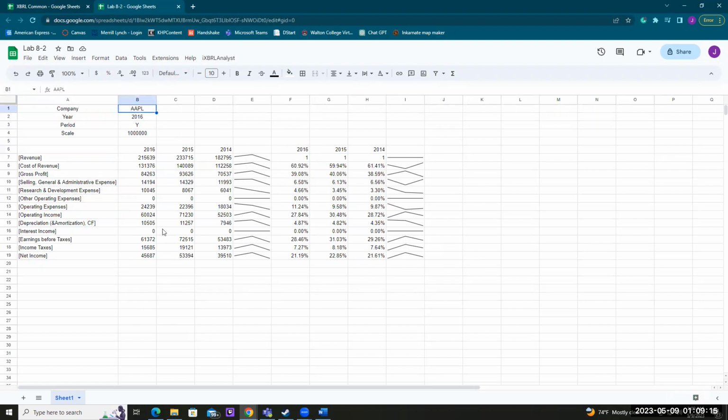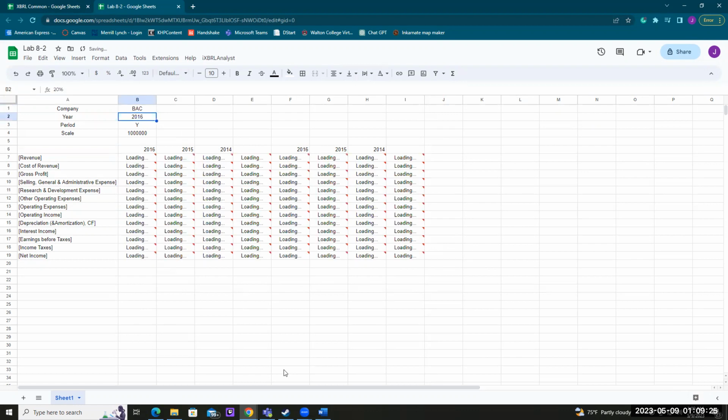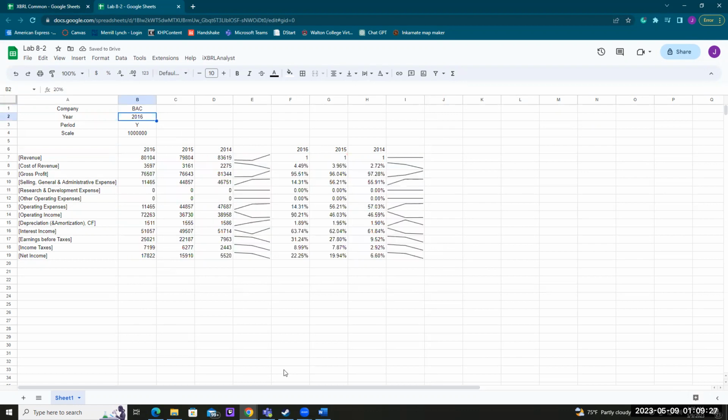But to start, what we can do really easily is Bank of America. So up here where we have Apple, we can just type in BAC. And if we hit enter, you see that all our information is changing. And there we go, now we can see our different numbers. So we have our information for Bank of America for 2016, 2015, 2014, as you can see in here.